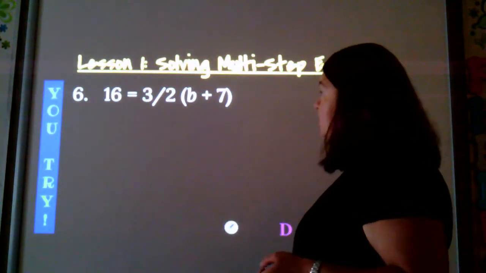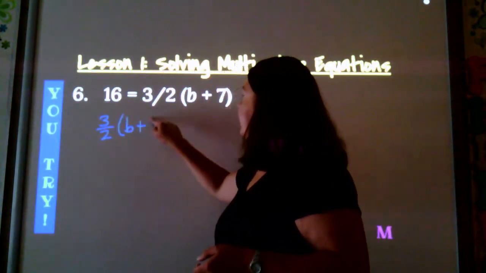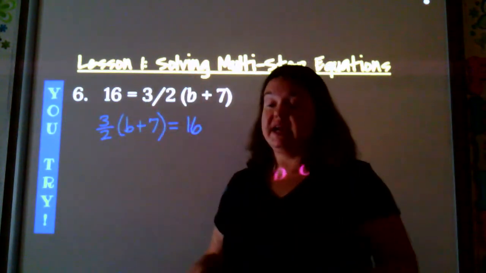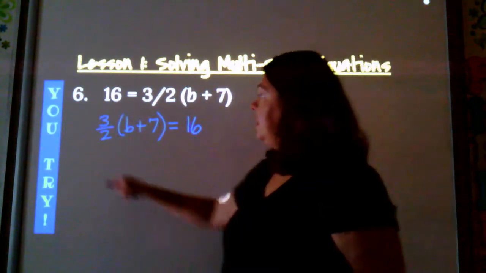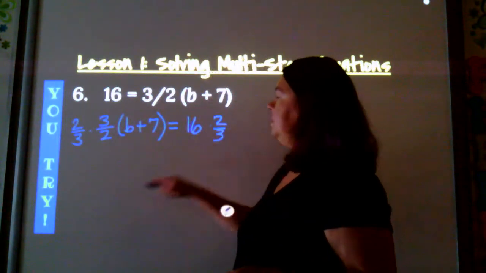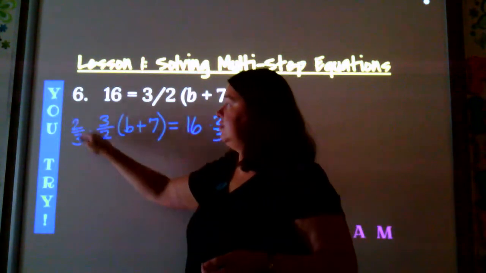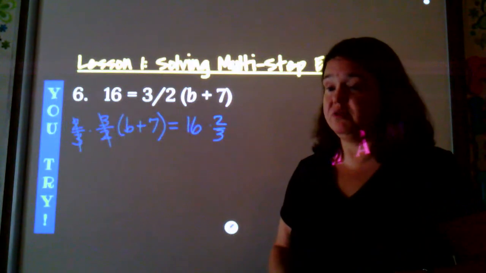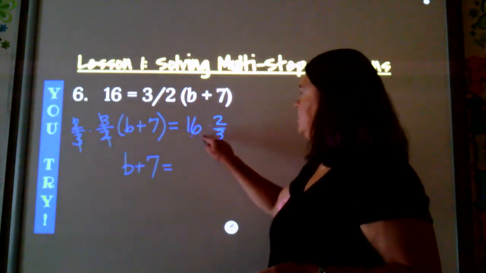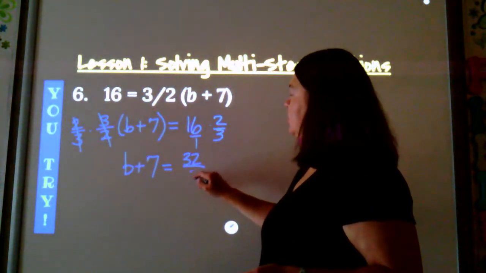So what I would do, and you can also rewrite it if you like. Some people like to write the variable on the left. If that's you, then go for it. But I'm going to multiply both sides by 2/3, because that's the reciprocal of 3 over 2. 2 times 3 is 6. Over 3 times 2 is 6. 6 divided by 6 is 1. Don't have to worry about it anymore. So I get b plus 7 equals 6 times 2 is 32 over 3.